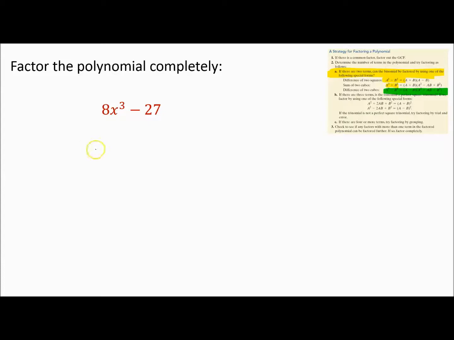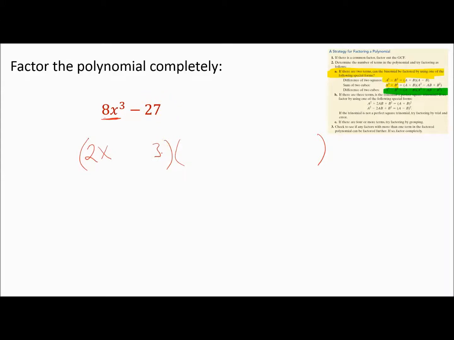Okay, you're going to always factor these cubes into what I call a short set and a long set of parentheses. Do the short set first. You need to take the cubed root of each of these factors. The cubed root of 8 is 2. The cubed root of x to the third is x. We'll do the same thing with 27. The cubed root of 27 is 3.